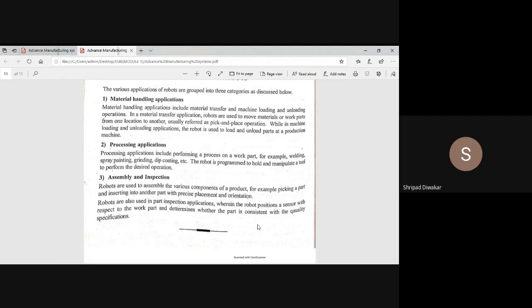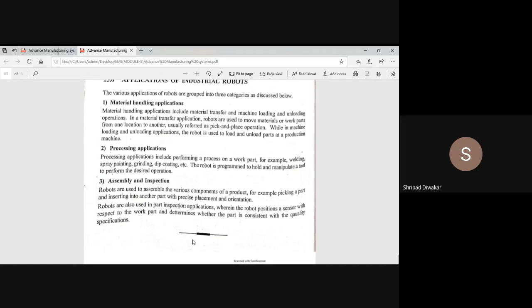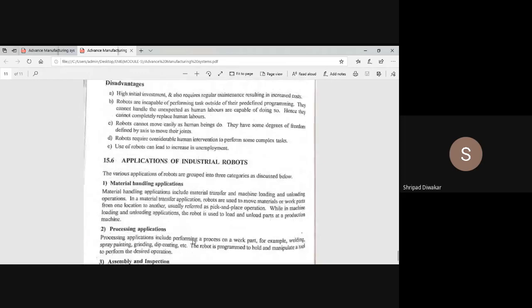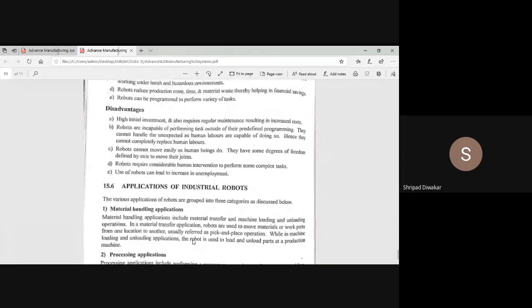First one is material handling: machine loading and unloading, the transfer of parts from one place to another, that is pick and place. Next one, processing applications, means welding, painting, etc. Third one is assembly. The robot can do the assembling of the parts, and then they can do the inspection, whether the parts are of proper size or not. That is inspection. So these are the three important applications of a robot.